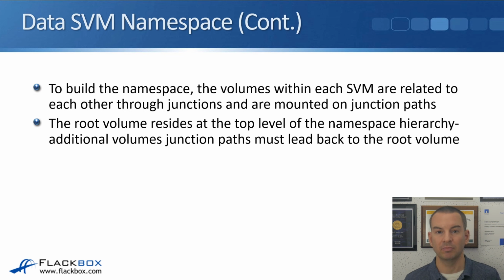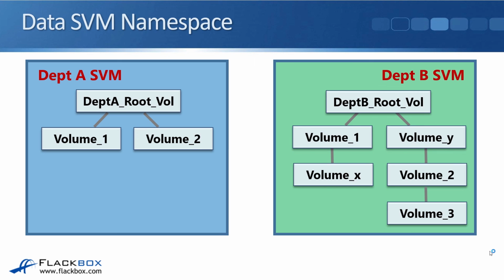To build a namespace, the volumes that you add within each SVM are related to each other through junctions, and they're mounted on junction paths. The root volume resides at the top level of the SVM namespace hierarchy. Additional volume junction paths must lead back to the root volume to be accessible. I'll give you some examples coming up. So here we've got our department A SVM, and it's got its department A root volume, and there we've got volume 1 and volume 2. They're both mounted under the department A root volume.